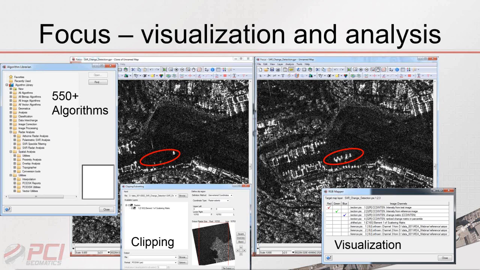These are just showing the individual dates right now on two separate viewers which are linked. If we want to clip a certain portion of the data set, maybe our study area is smaller than the entire image, we can use our clipping tools. Very easy to pull up multiple images and clip them to a common area. And then we have our algorithm librarian, which is available through Focus and other parts of our system to pull up over 550 individual algorithms that could be executed. So Focus is a very powerful tool for doing this analysis.